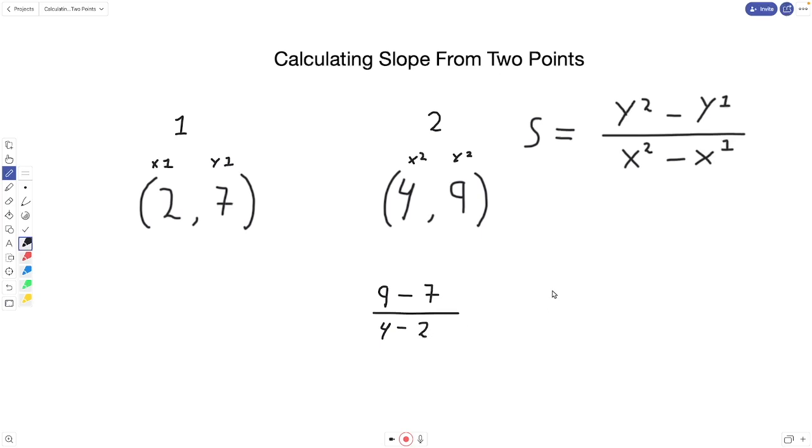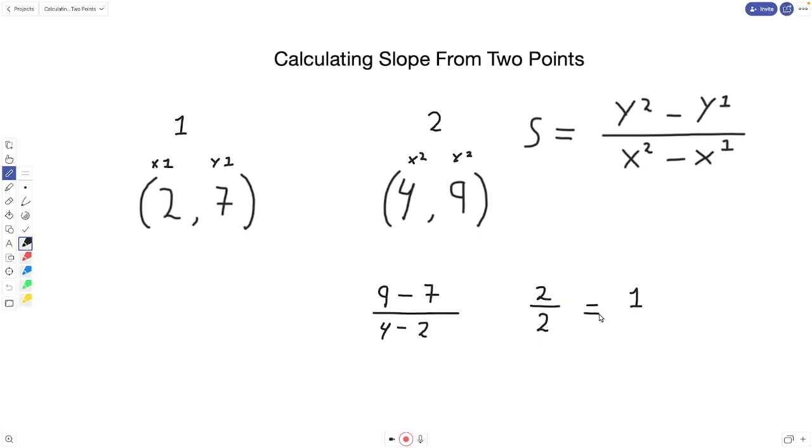Now, let's write the answer here on the right. 9 minus 7, what is that? Well, that gives us 2. And 4 minus 2 also gives us 2. So we have our slope, which is 2 over 2. And once we solve this, 2 divided by 2, that gives us 1.